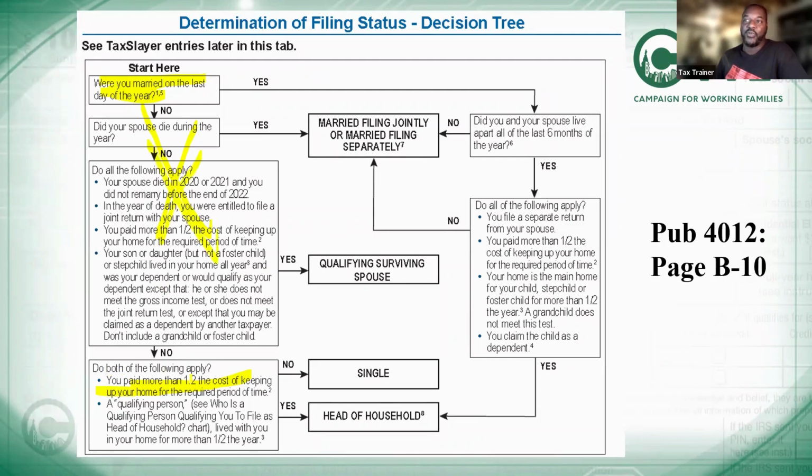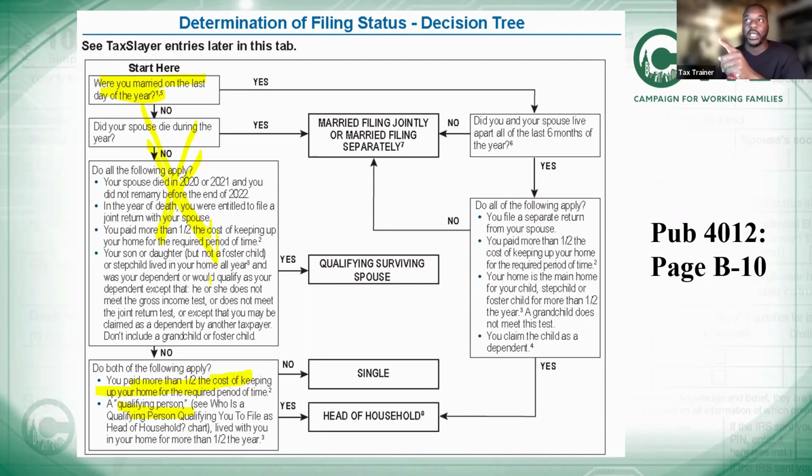Do you qualify for this? Did she do both of the following? Did she pay half the cost of keeping up their home? Yes, she did. And does she have a qualifying child in her household? Potentially, she does. So if she was to claim that child, she's got a qualifying child. She's a household. So let's think about if she claimed it.